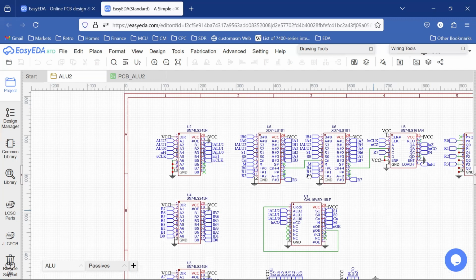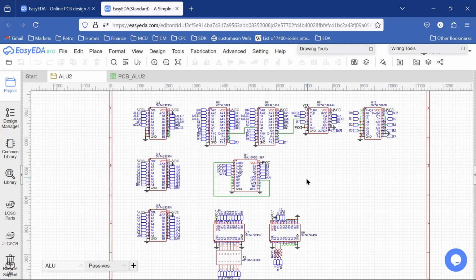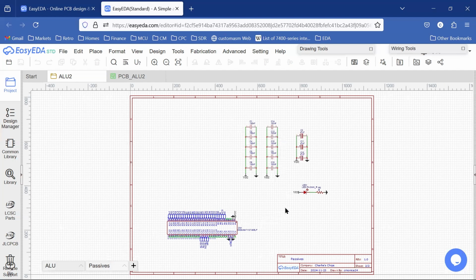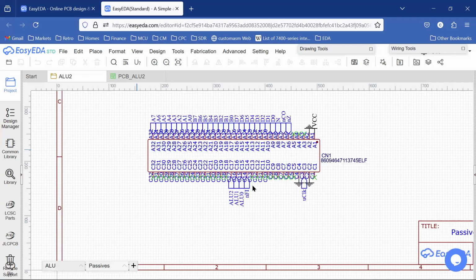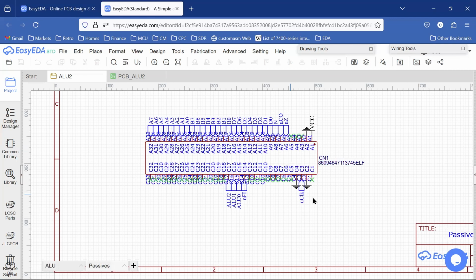Okay, so those are the active elements on our schematic, and then the passive elements, again, pretty much the same as the other cards. We have the decoupling power capacitors, the bypass capacitors for each of our ICs. We have our power indicator, and we have our card edge connector. And again, we've standardized here for our clock signal inputs.